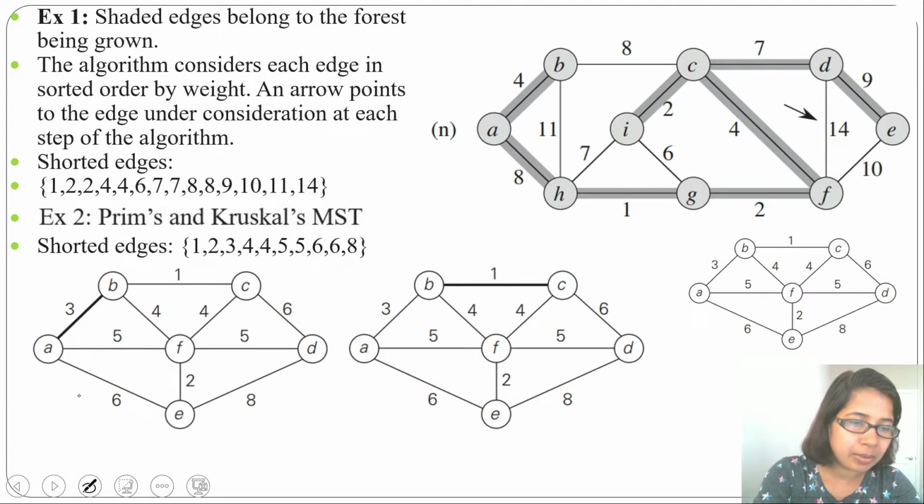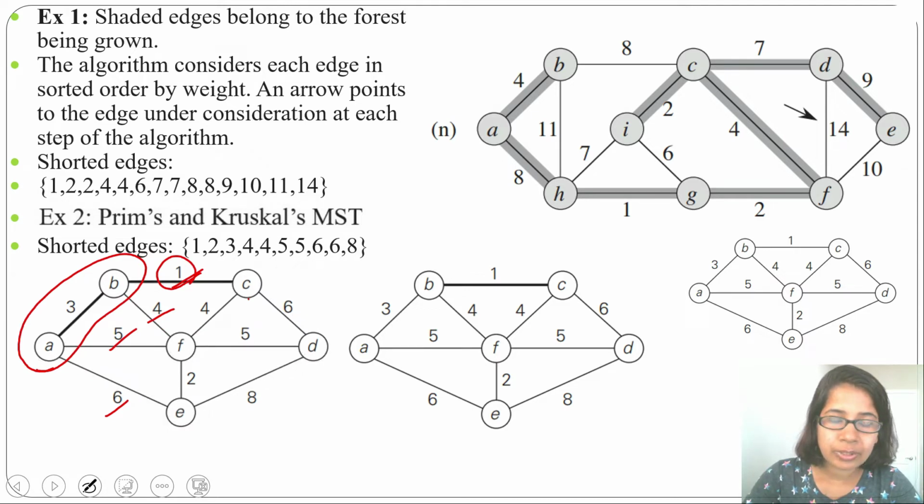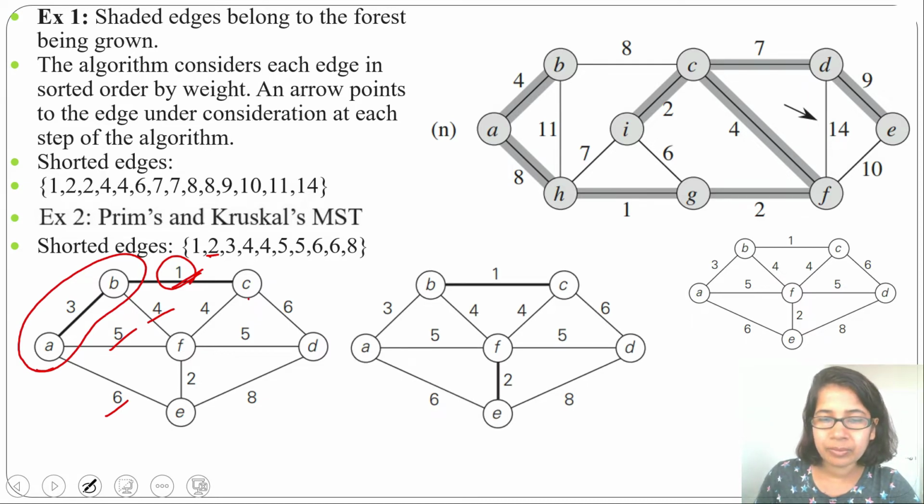Now in Prim's algorithm, AB is the subgraph, and the adjacent edges are C, F and E. BC weight is 1, BF weight is 4, AF weight is 5, AE weight is 6. The minimum is 1, so I'll choose BC. Now in Kruskal's algorithm, the next weight is 2. 2 is FE. We'll select FE.